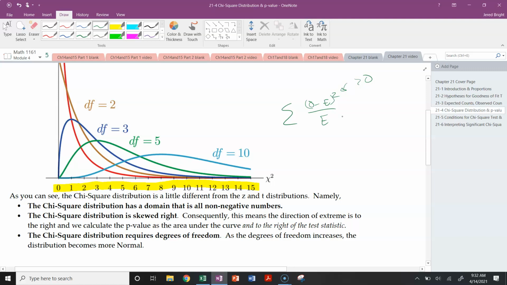I mentioned that it's skewed to the right, and that is actually important because it plays a large role in how we calculate the p-value. Since it is right skewed, the p-value, remember, is the probability of getting our result or anything more extreme. That means the direction of extreme is to the right. So we want the area underneath the curve and to the right every single time for a chi-square test. And as I mentioned before, degrees of freedom are required.